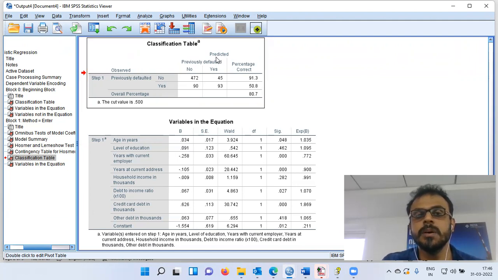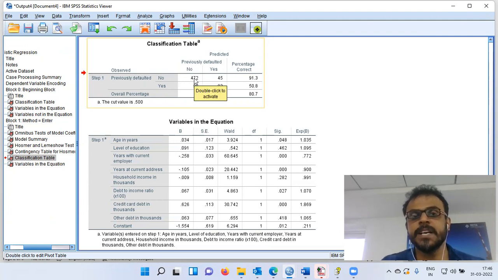Now, if you look at the column, you can see SPSS says predicted. The question is, predicted by whom? Predicted by the logistic regression model that we have just now built. So we have two important things here. One is the actual category. The second one is the predicted category, predicted by the logistic regression model. So you can see here, the actual category is no, and the predicted category is also no. When the actual matches the prediction, it is a correct classification.